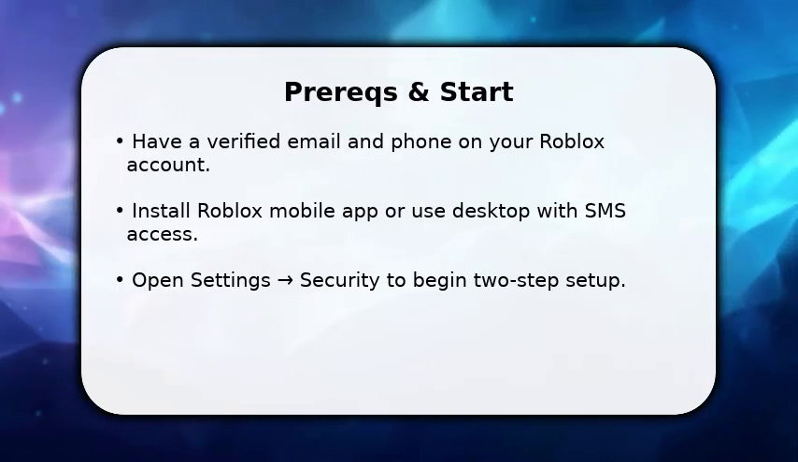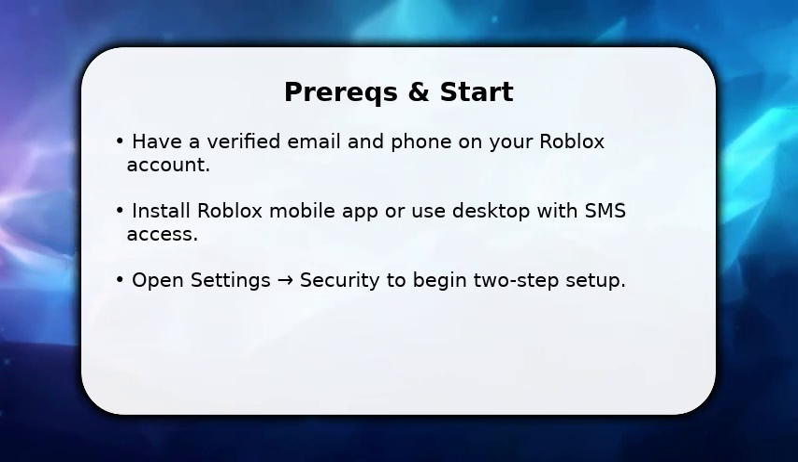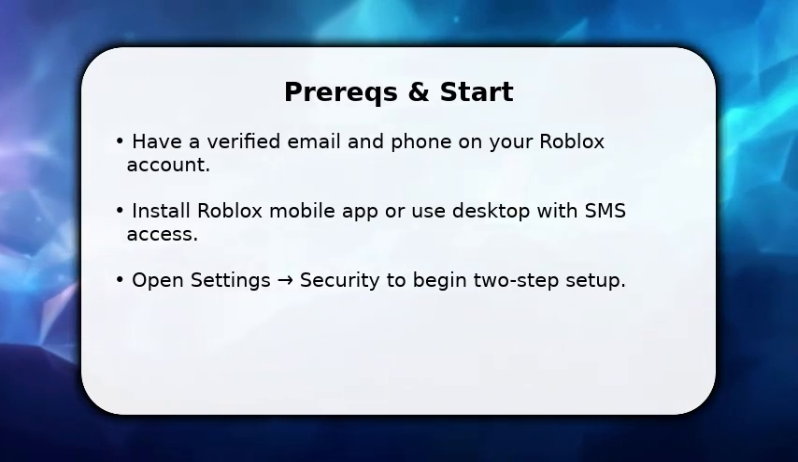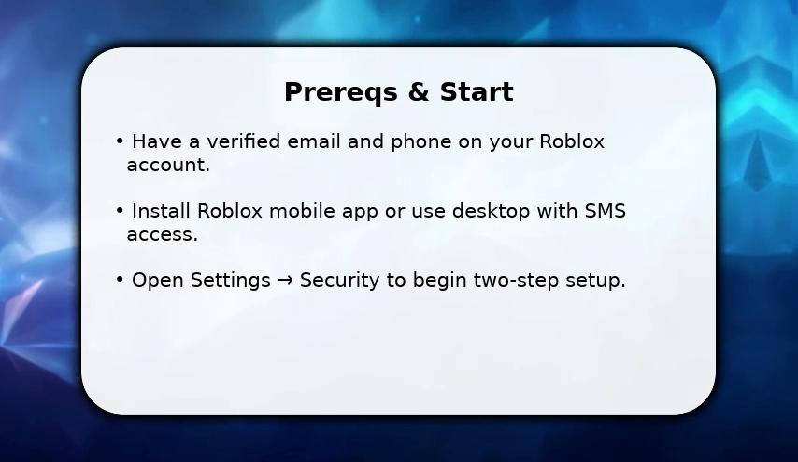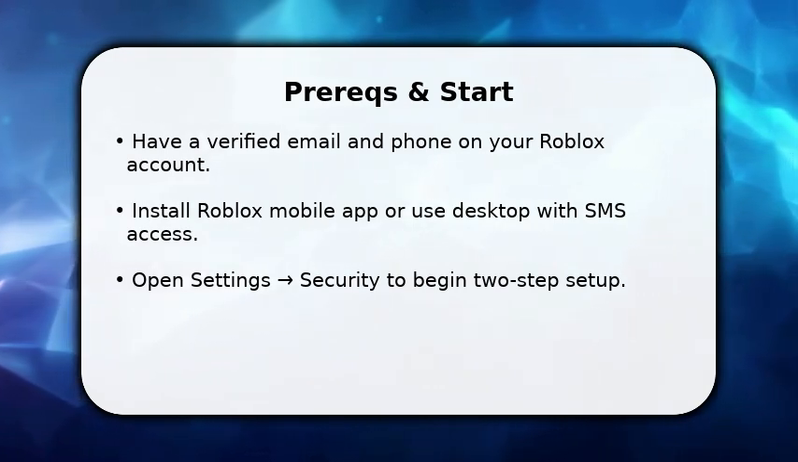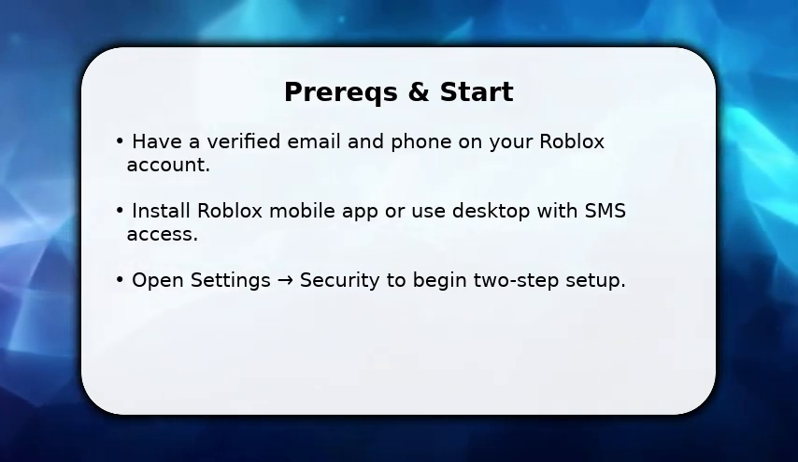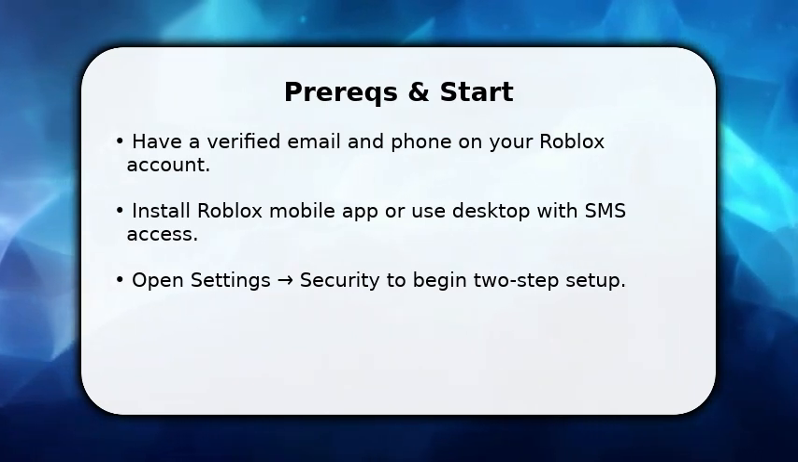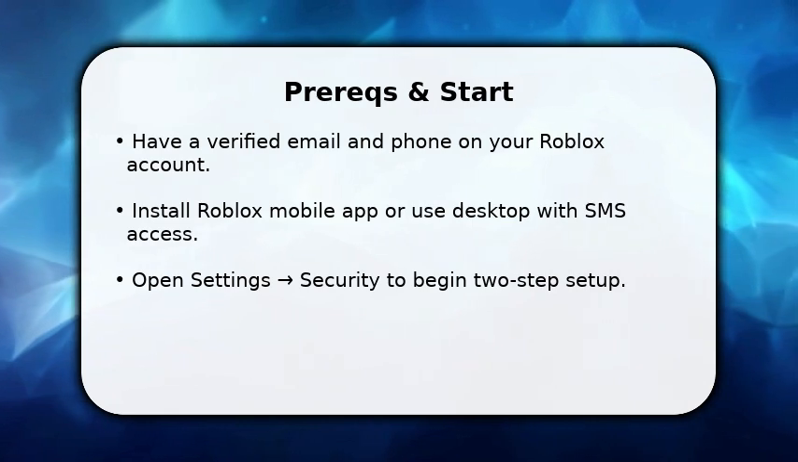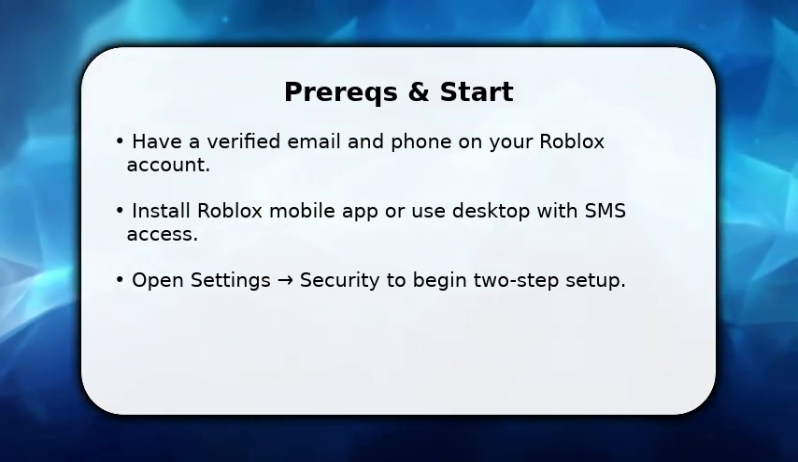You must confirm your email and add a phone number first. This prevents lockouts. Once done, open your Roblox settings and go straight to security. Tap Enable two-step verification and choose SMS or an authenticator app. Follow prompts to send a verification code to your phone or to link an authenticator.